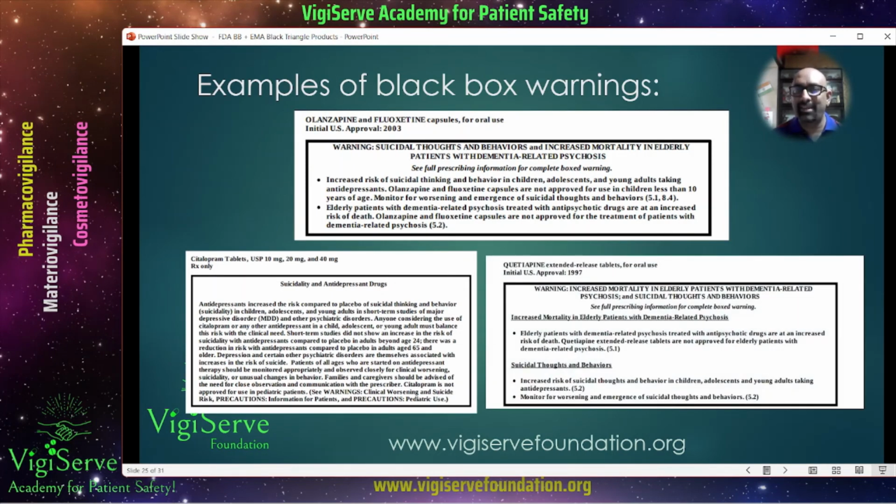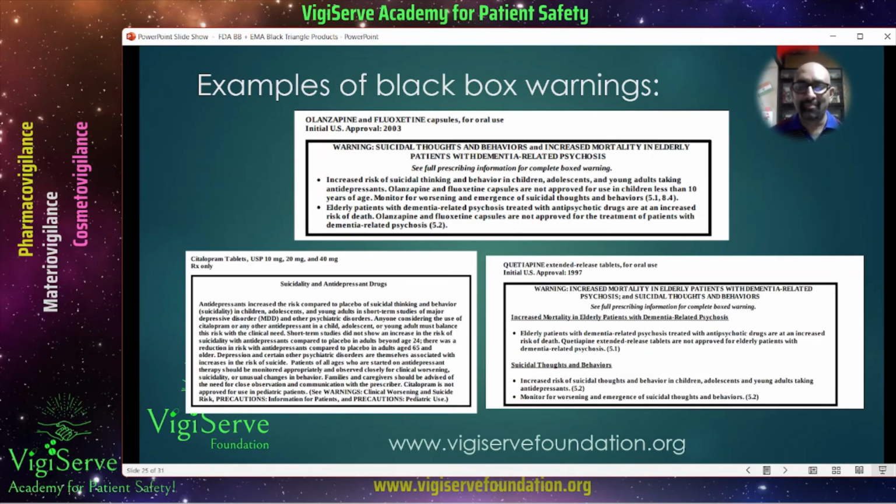I'll give you one more example, and that is about quetiapine, right? So this is a medicine used for psychiatric diseases, especially schizophrenia and so on, wherein this medicine can again cause increased mortality in elderly patients with dementia-related psychosis and also suicidal thoughts and behaviors. So you have to be careful about it. So now, if this is put, then the healthcare professional will be cautious, the patient will be cautious, and even the relatives will be cautious, right?